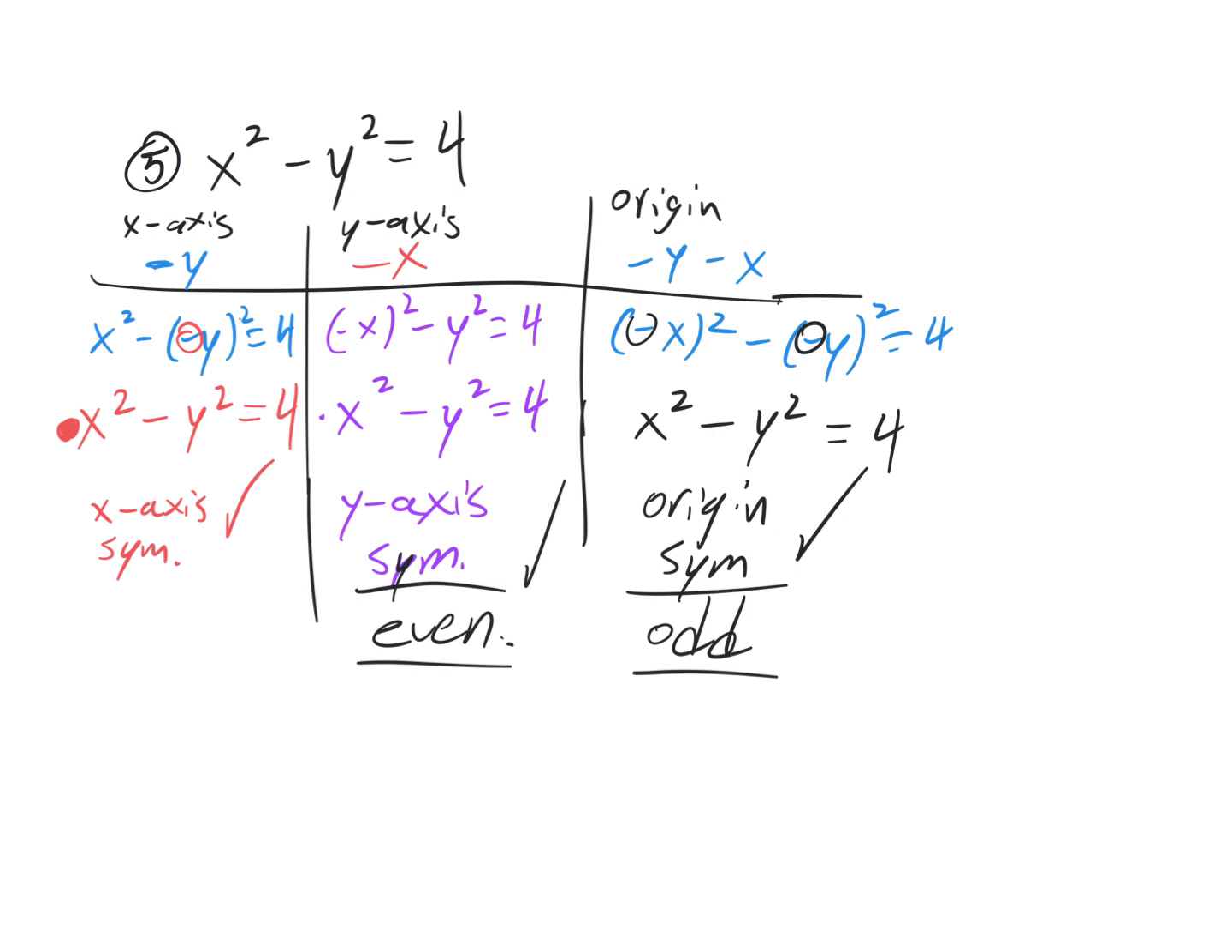Remember, guys, when you test these, just make sure you're testing all three, x-axis, y-axis, origin. And if you get either the y-axis or the origin, make sure you state that your function is even or odd as well, okay? Just remember, those vocab words go together. If you have y-axis symmetry, you are an even function. If you have origin symmetry, you are an odd function, okay?